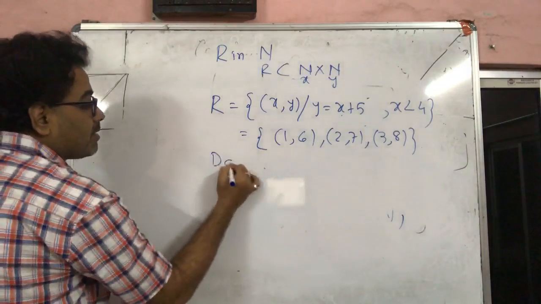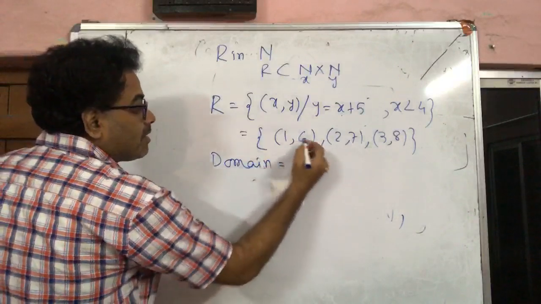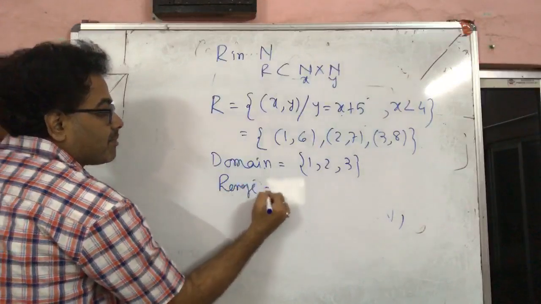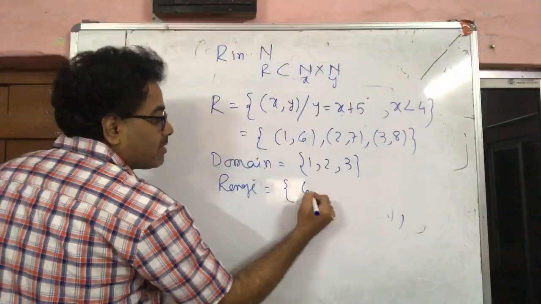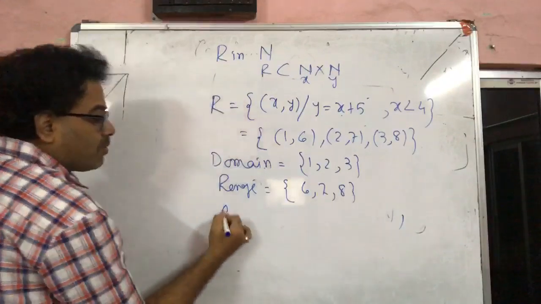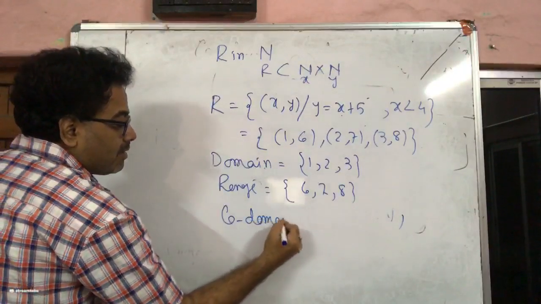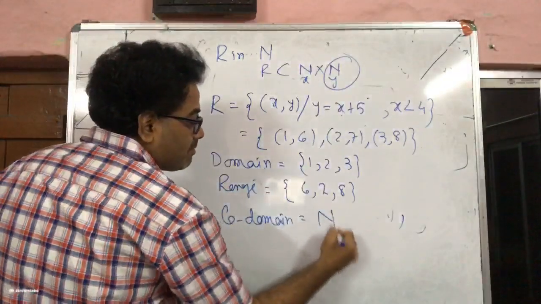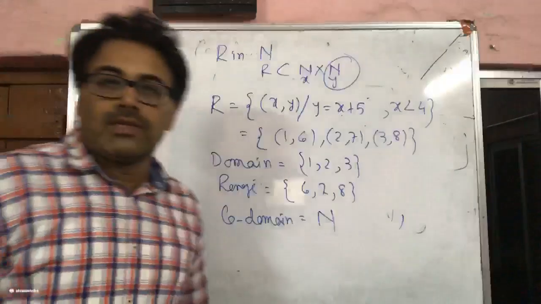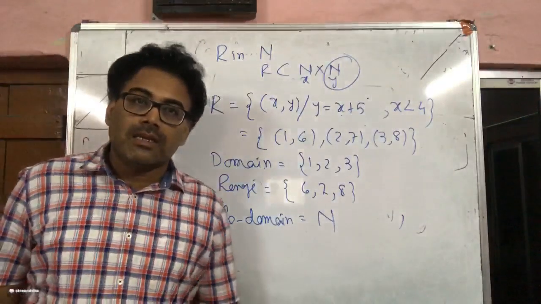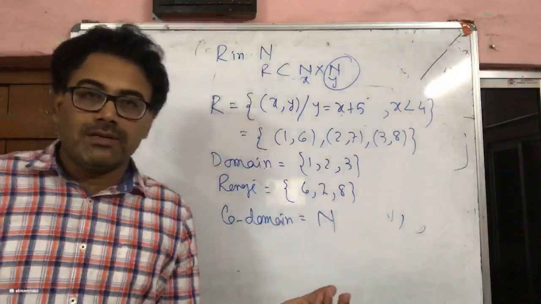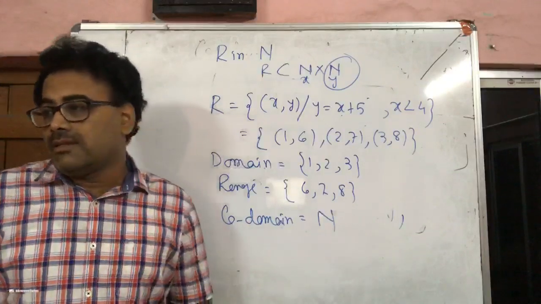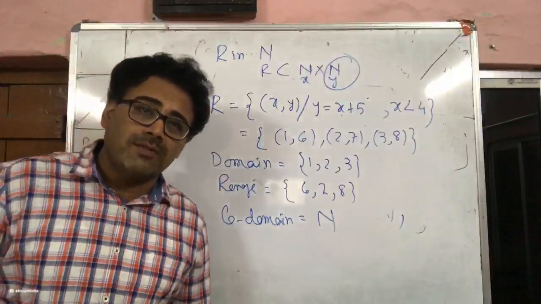So domain is the elements of x, 1 to 3. Range is all values of y, 6, 7, 8. And codomain means the second set. Okay, codomain means including the used elements of the n codomain set as well as the not used elements also.